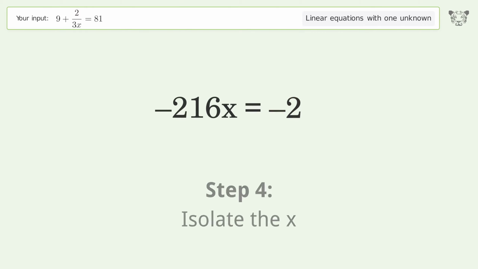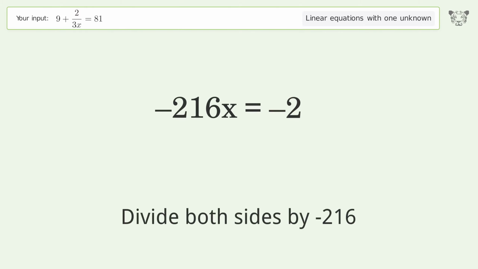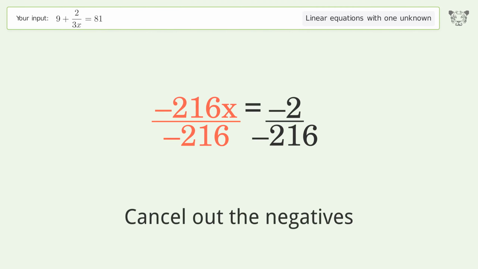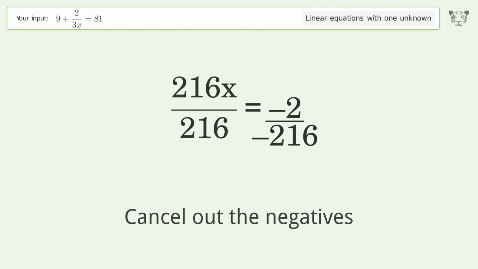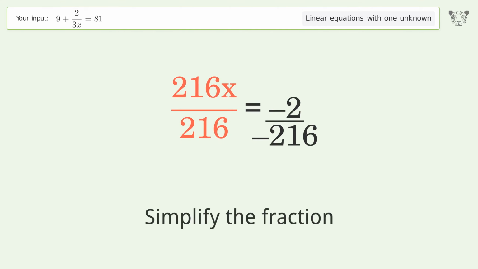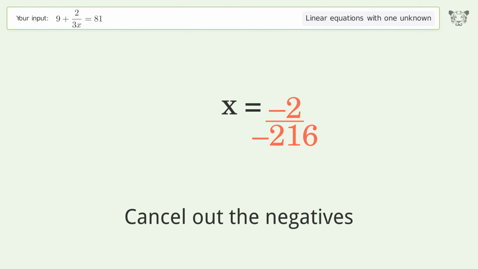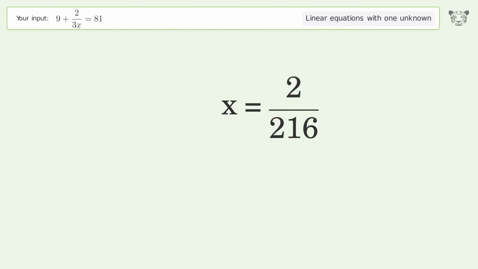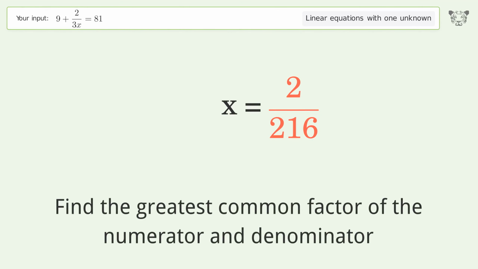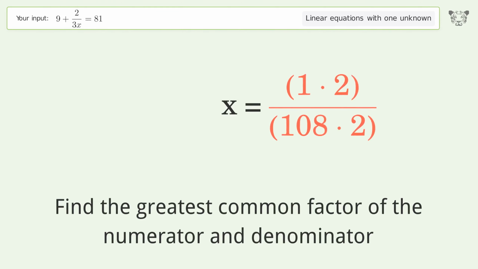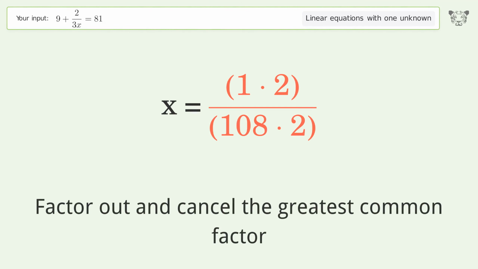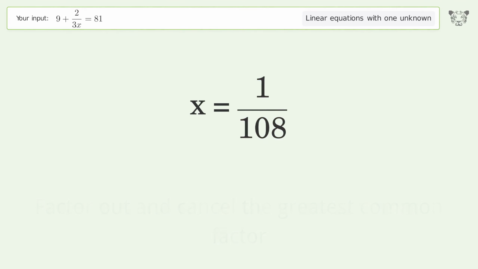Isolate the x. Divide both sides by negative 216. Cancel out the negatives. Simplify the fraction. Cancel out the negatives. Find the greatest common factor of the numerator and denominator. Factor out and cancel the greatest common factor. And so the final result is x equals 1 over 108.